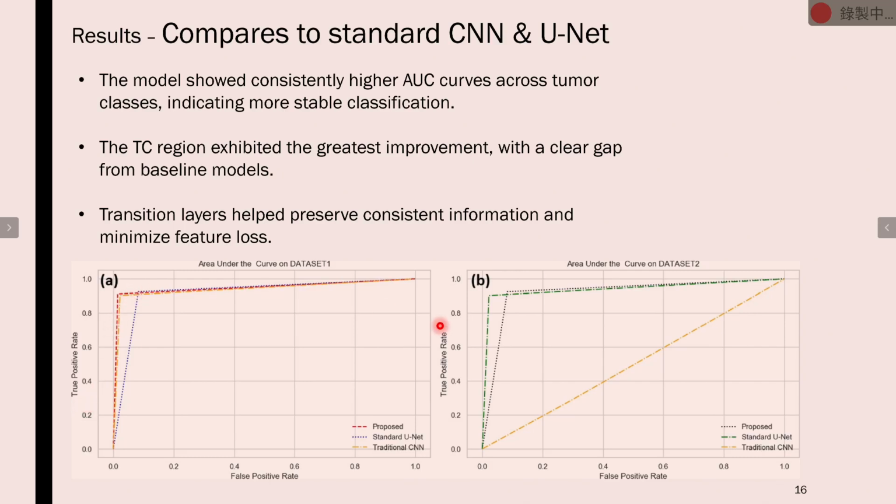And in dataset 2, it has the same results. It also has a higher true positive rate and is closer to the upper left corner. So its performance is better than the standard CNN and standard UNet.